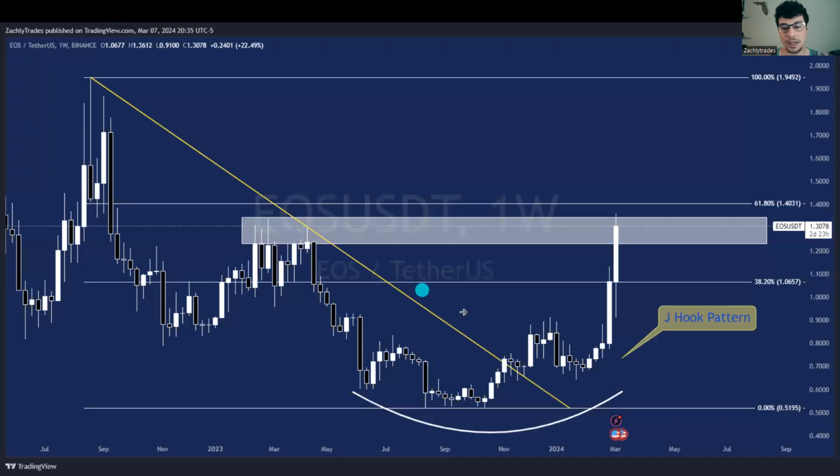So let's start talking here about EOS. The J hook is one of my favorite patterns, and it's a really high probability pattern. I actually just dropped a video recently on Thorchain, which has a J hook developing right now. So this is what the J hooks look like when they fire off. It's an easy pattern to spot. What you're looking for is a move up and then this nice little rounded bottom right here. Essentially, once you take out the highs, that forms your J. This is what the J hook will look like.